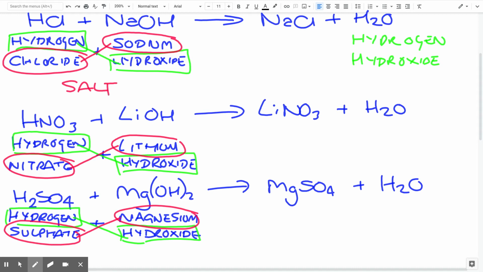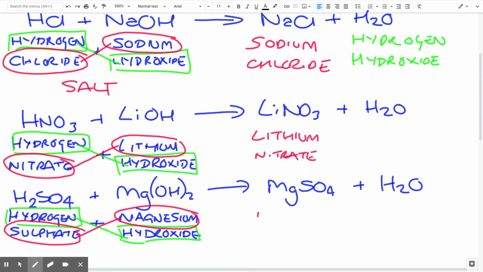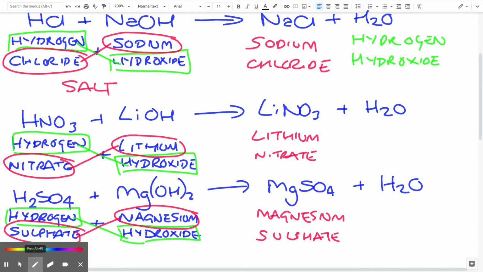So you can see in the first example, the salt that we will produce is sodium chloride. The salt we will produce in the second one is lithium nitrate. And in the final example, we would form magnesium sulfate. This hasn't changed the fact that we have undergone a neutralization reaction. We have still taken an acid and reacted it with an alkali. We've taken the hydrogen part and reacted it with the hydroxide part. This has given us the formation of water.